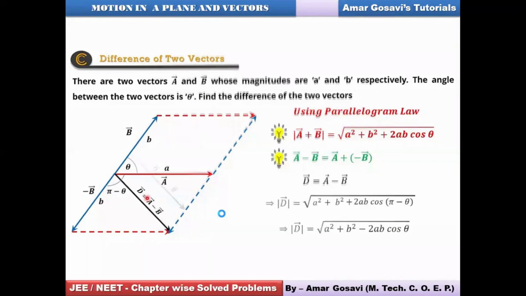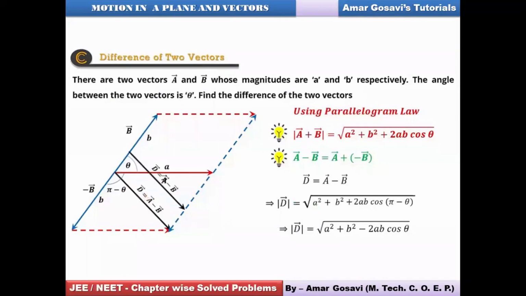Let's move ahead. The same formula I will be using. It was the square root of A square plus B square plus 2ab cos theta. But now, instead of theta, what's the angle between the two vectors, friends? You can see the angle between the two vectors is pi minus theta. Cos of pi minus theta will come out to be minus cos theta, isn't it?